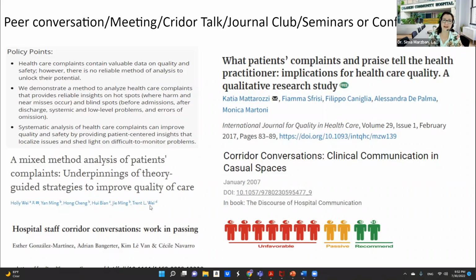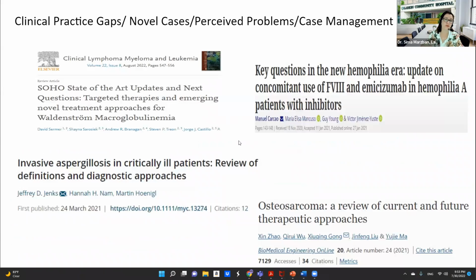So all of these conversations that come around you, where people are talking about different areas of problems, can be a source of research topic design and priorities. You can see here patients' complaints, qualitative research study on patient complaints, and corridor conversations, clinical communications in casual spaces. All of those can be a source of starting a research idea.